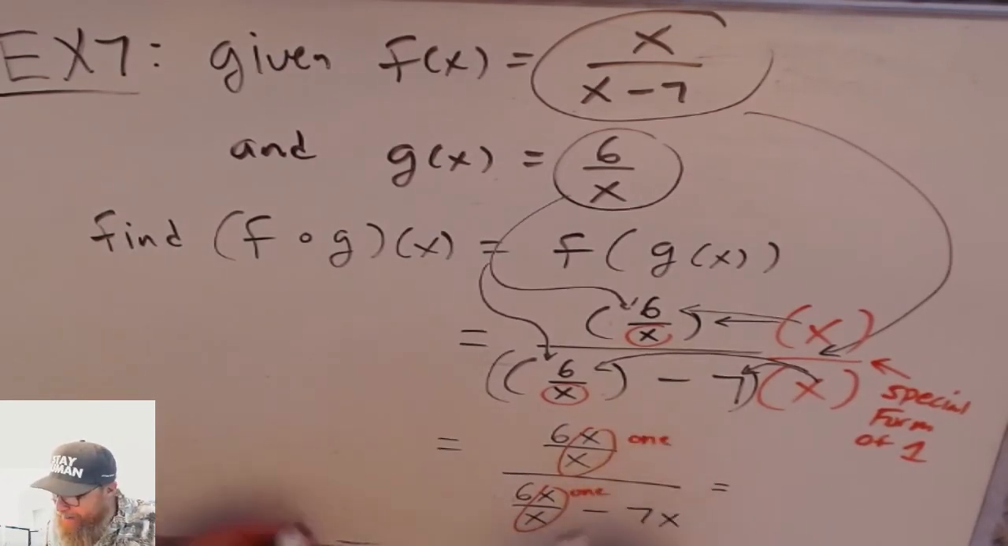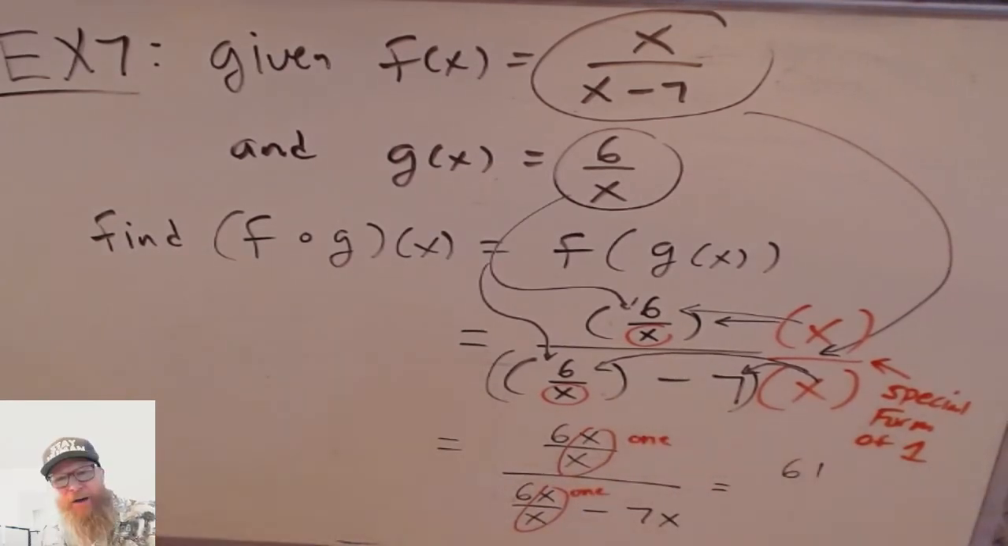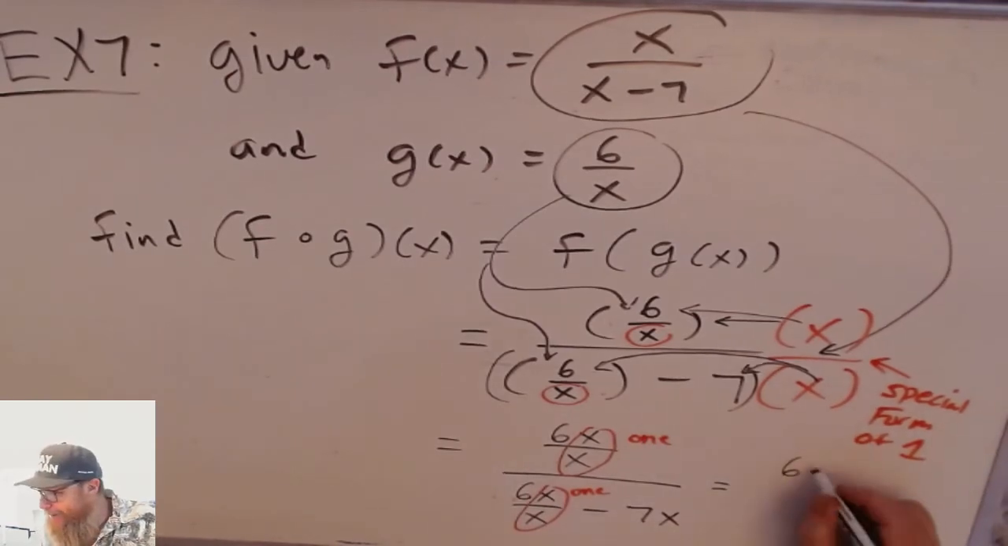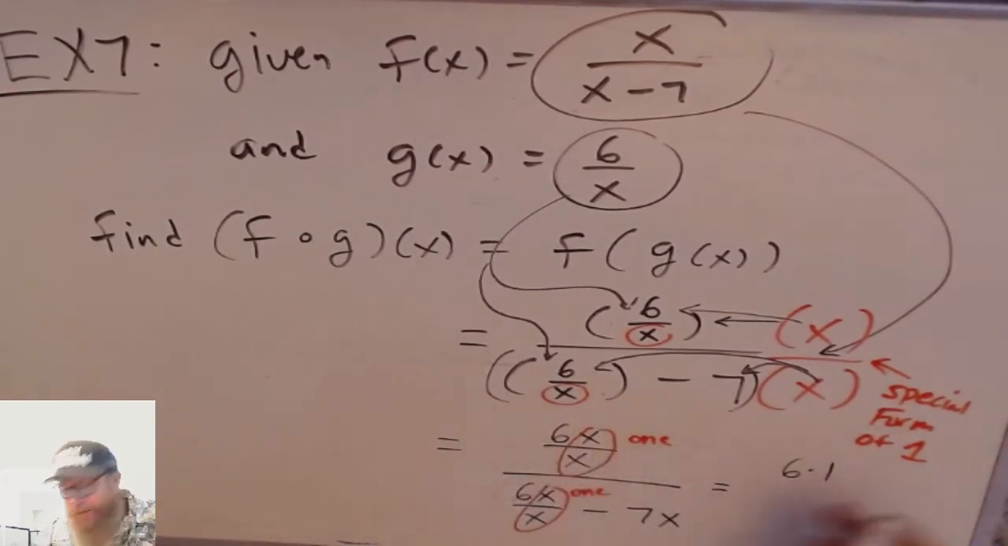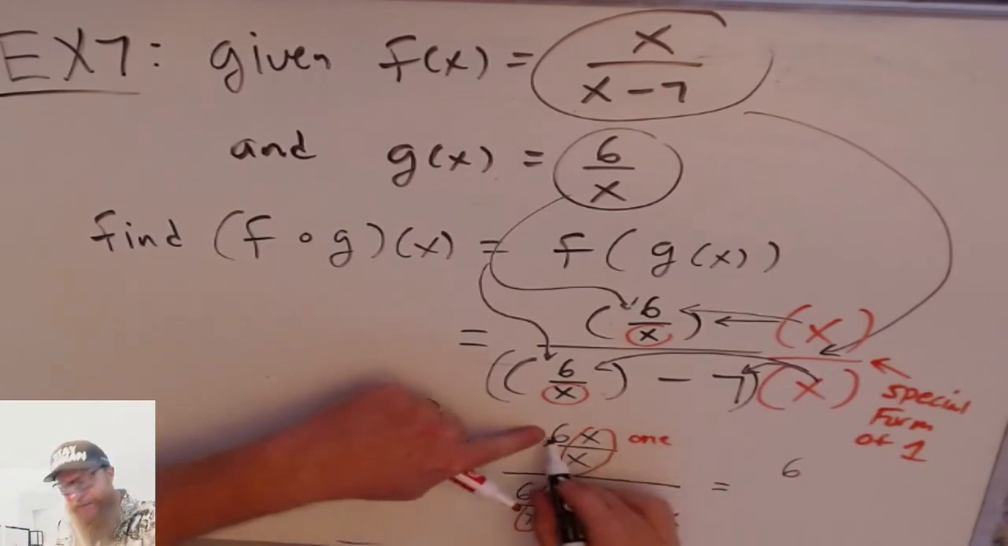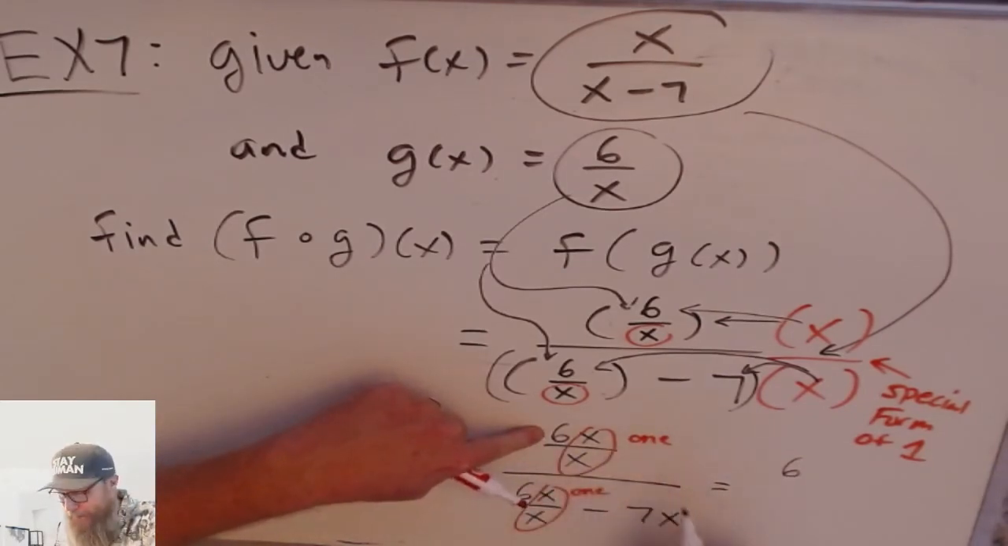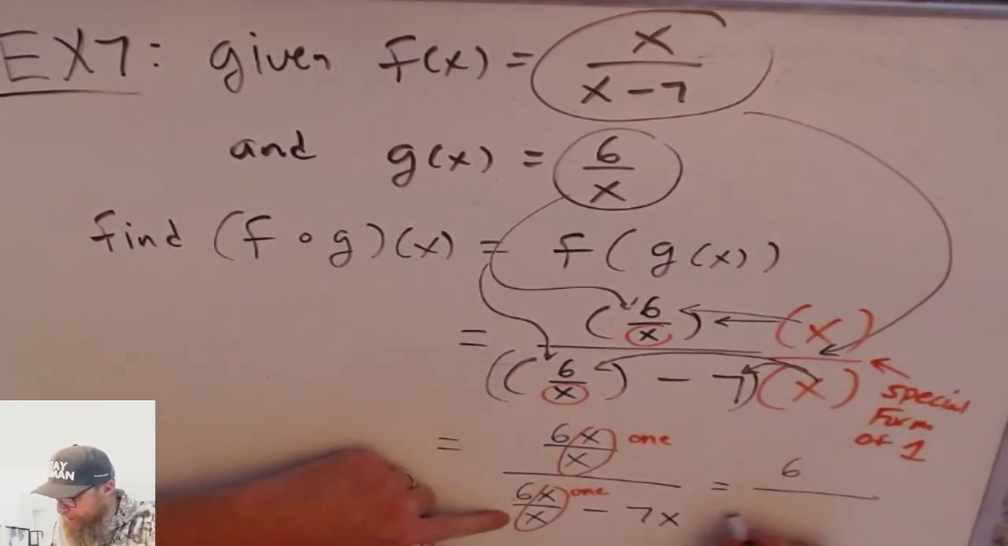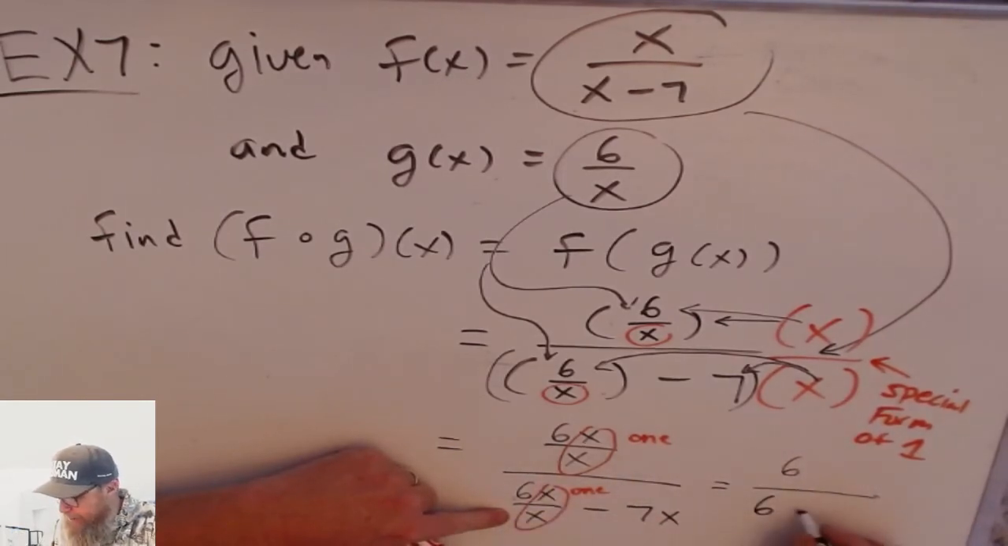I wouldn't write a 1 because it'll look like 61. It's technically 6 times 1. Just write 6. This is 6 times 1, over, and then this is also 6 times 1. And then minus 7x, and that's your final answer.